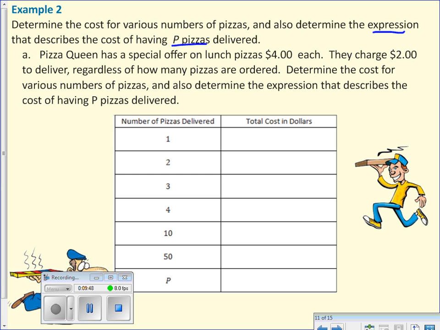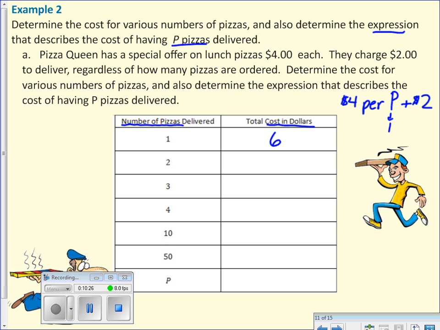So if it's $4 per pizza plus the $2 delivery fee. Notice in our heading, it's telling me my units and my quantity, number of pizzas, cost in dollars. So how much is one pizza? How much is one pizza plus delivery fee? It's $4 per pizza. So here, P equals 1 because it's one pizza. $6. How much is two pizzas?